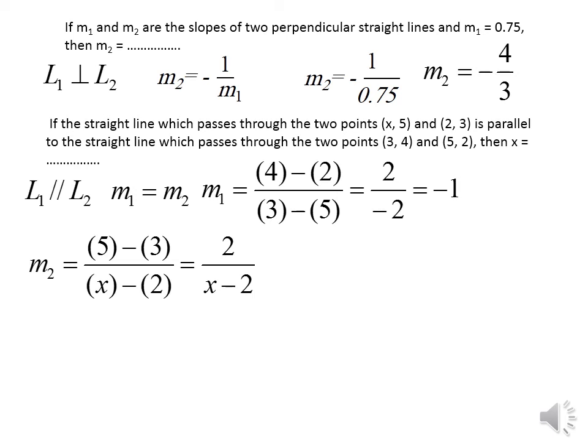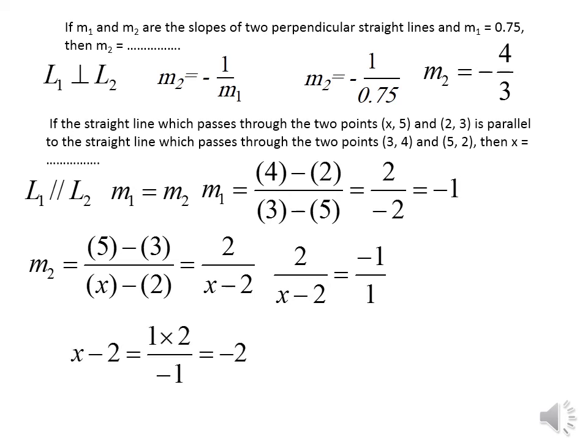Apply the rule. Start with the point with the missing part. So 5 minus 3 over x minus 2. It will be 2 over x minus 2. That means 2 over x minus 2 equal negative 1 over 1, right? Cross multiplication, finally x minus 2 will be equal 1 times 2 over negative 1, means negative 2. And finally I can say that x equal negative 2 plus 2 equal 0.